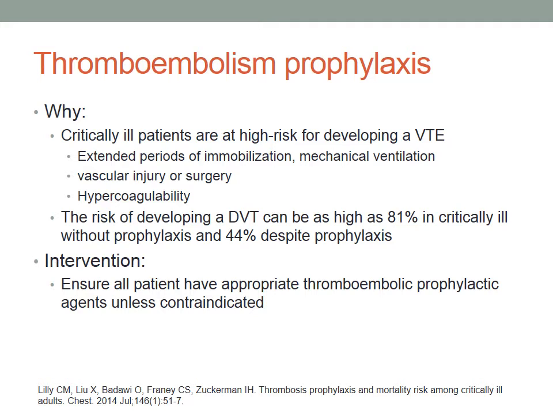The guidelines from CHEST for DVT prophylaxis in the critically ill state that the incidence of DVT can be as high as 81% in a critically ill patient without prophylaxis and 44% still despite prophylaxis. Because of this, we need to ensure that all patients receive DVT prophylaxis unless contraindicated.